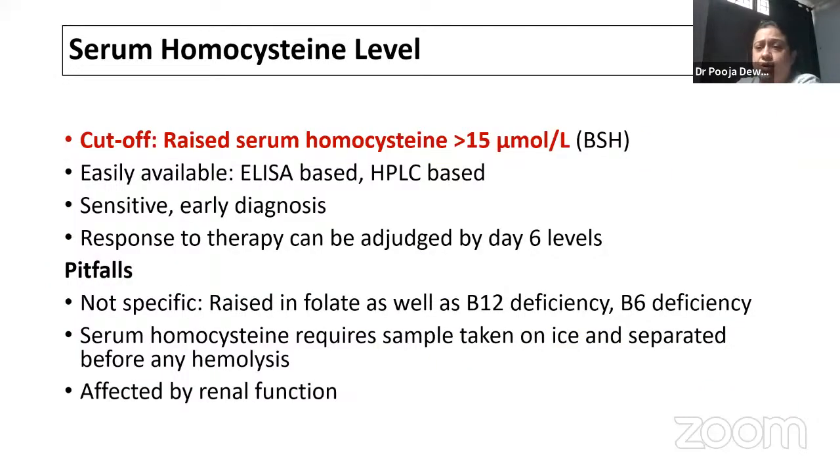Another important surrogate test which we use is serum homocysteine level. We saw in the initial slides why homocysteine gets higher in patients with B12 deficiency. A cutoff of 15 micromoles per liter has been suggested by the British Society of Hematology as a surrogate marker of underlying B12 or folic acid deficiency. Again, this is not specific for B12. It can be raised even because of underlying folate deficiency. The advantage of this test is, again, it's a functional test, so it is showing the activity of your B12 in the body.